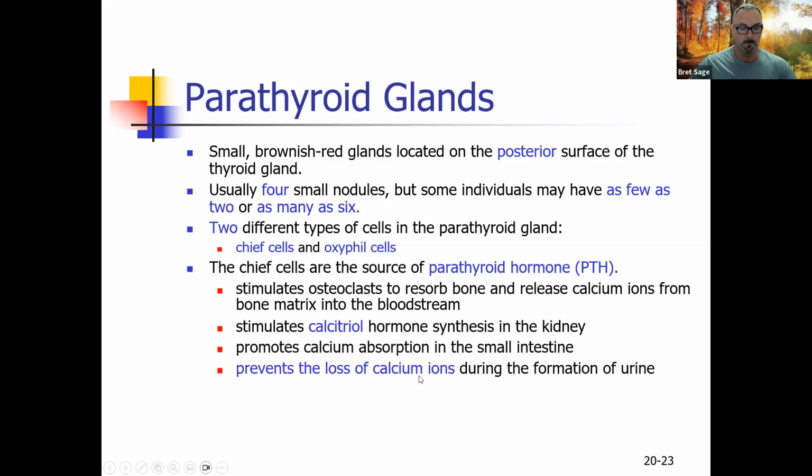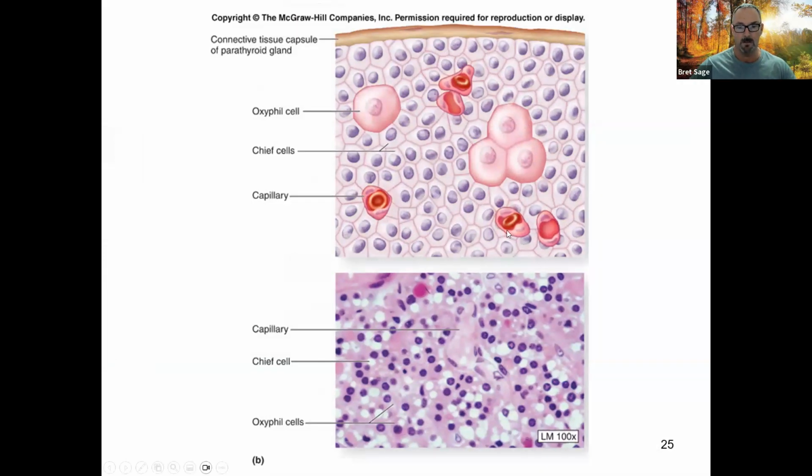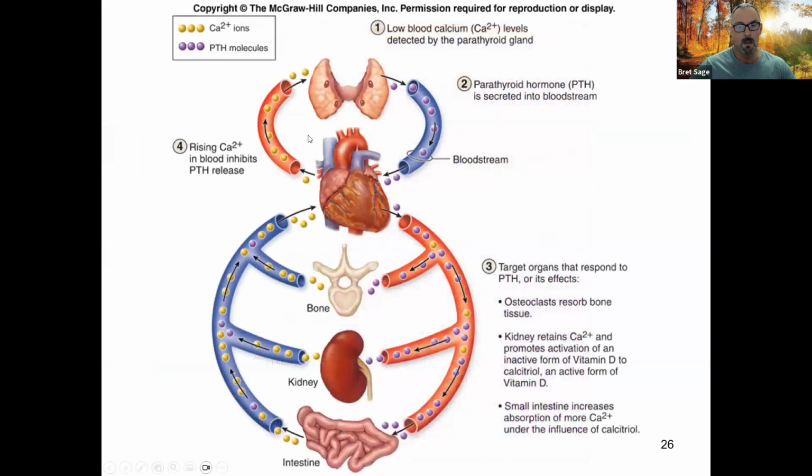Prevents the loss of calcium ions during the formation of urine. Basically, this whole system is set up to help increase and maintain calcium levels in the blood. Function of oxyphil cells is not as important. These are the parathyroid glands on the back of the thyroid gland. And these are some of the cells that make up that tissue. Here's another feedback loop. I'm not going to be asking you about it, but it does show you how calcium ions and PTH molecules interact with each other to help maintain blood calcium levels.